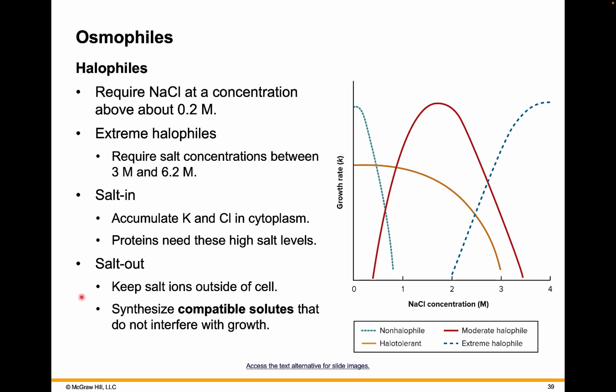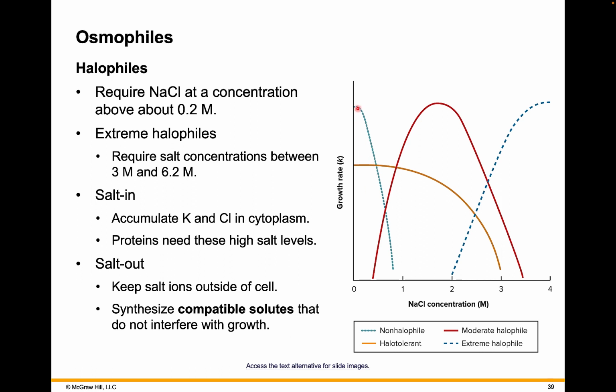So here we can see the osmophiles, which include the halophiles. These halophiles require sodium chloride at a concentration of about 0.2 molar. Extreme halophiles require salt concentrations between 3 molar and 6.2 molar. Where do you find these? You will find them in the Dead Sea, and in the Great Salt Lake in Utah. There are also salt mines. There are these extreme halophiles, and how do they maintain these conditions?